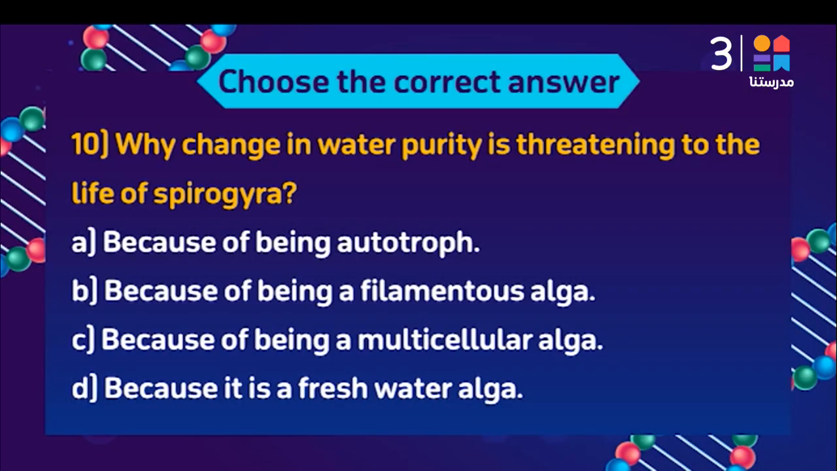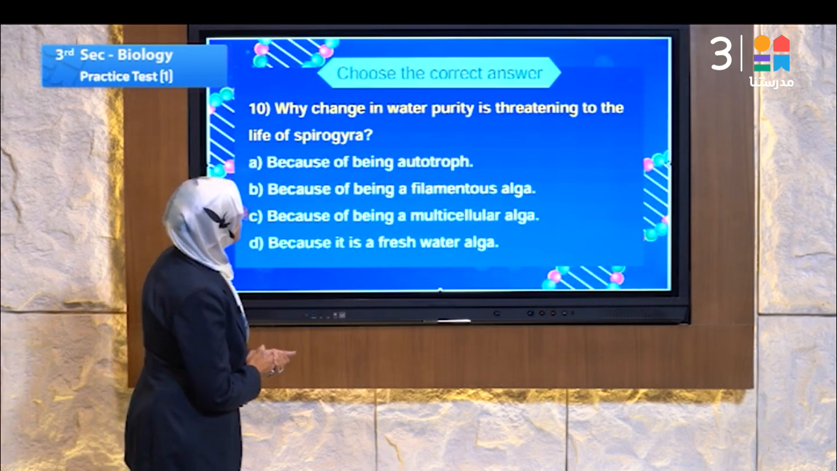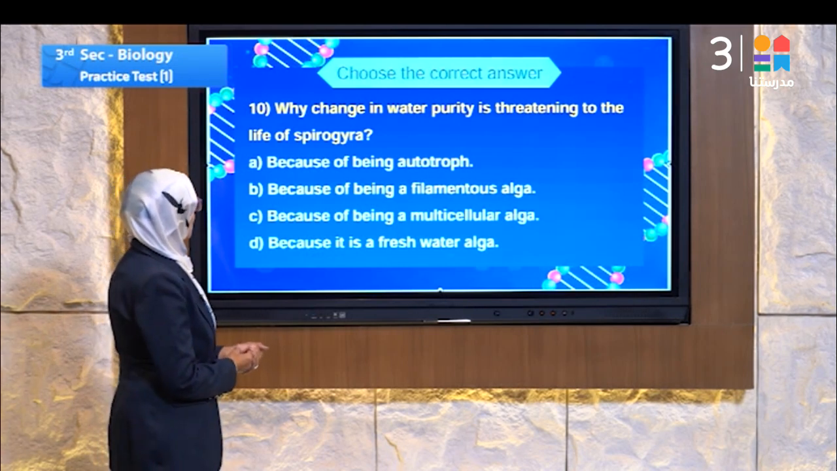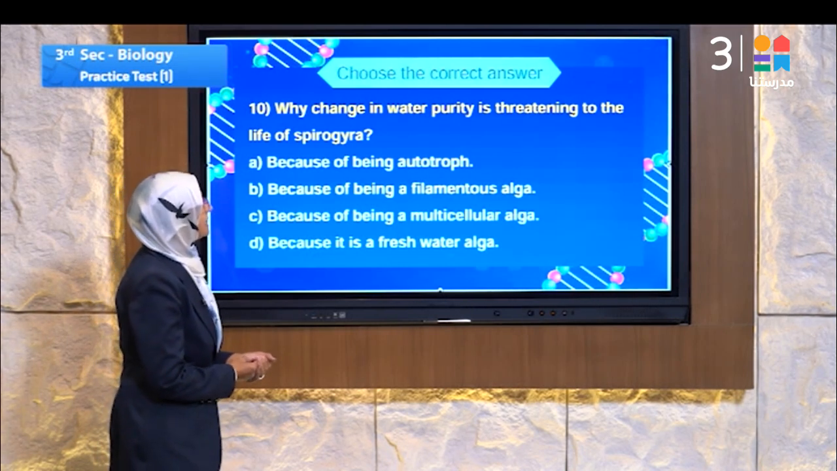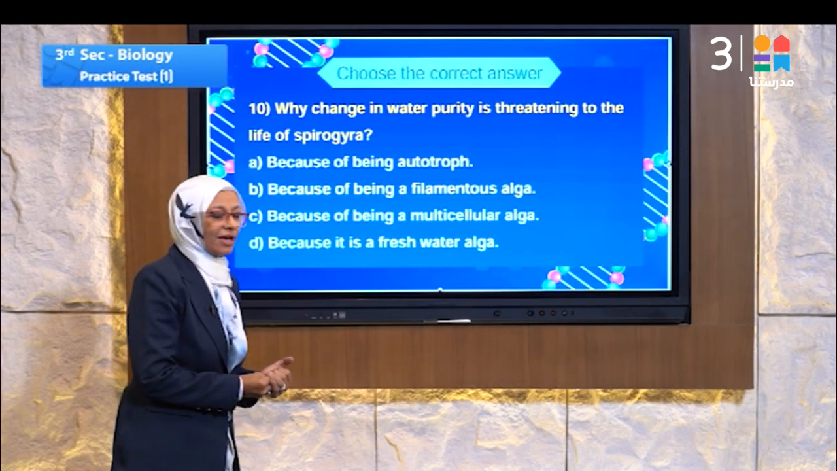Question number 10 speaks about the Spirogyra. Spirogyra is an alga. This alga is free living because it makes its own food by itself by photosynthesis. Let's speak about the Spirogyra. Why is a change in water purity threatening to the life of Spirogyra? Which of them is threatening of water purity? Let's read the choices. We have 4 choices.